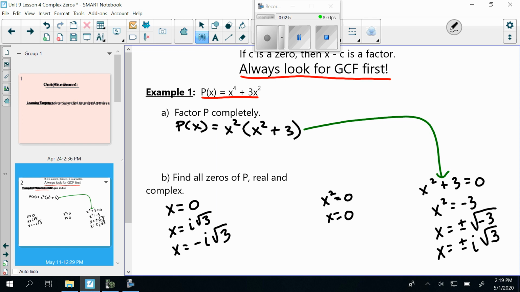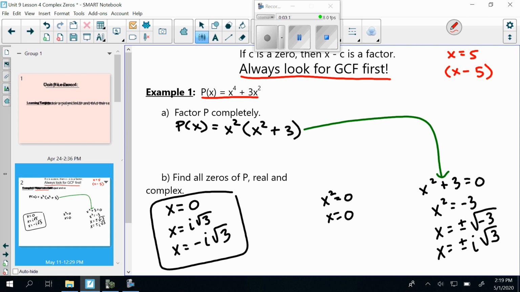So when we write this one out now in factored form, it's not the 0 that we show, but the factored form of that. Just as an example, let's say in your problem, x equals 5 is a 0. That means a factor of this is x minus that number. So x minus 5 is a factor when x equals 5 is a 0.